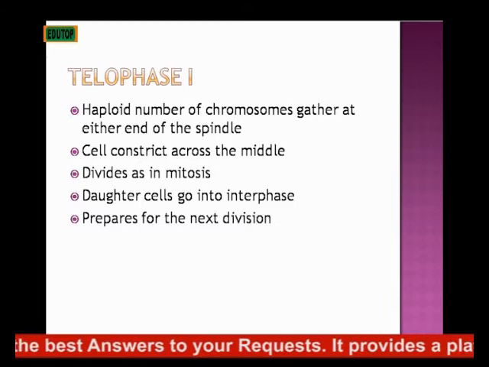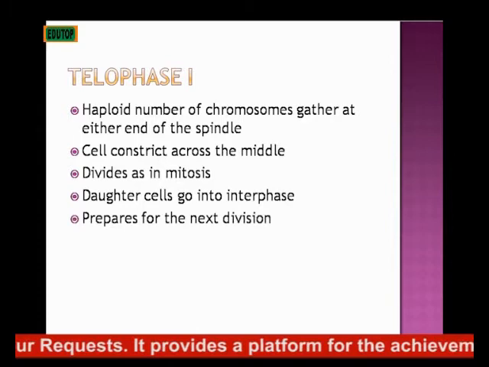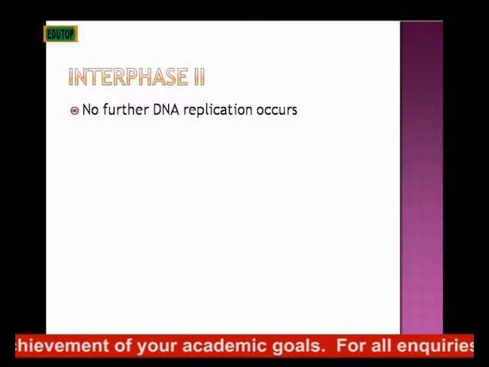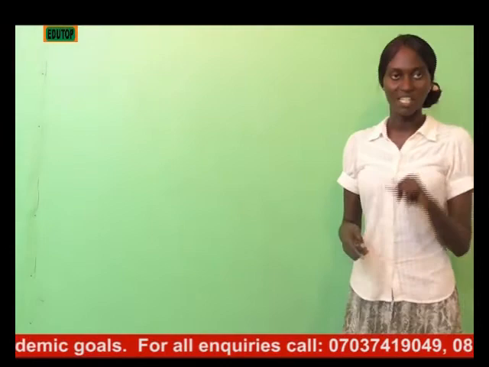Then the daughter cells go into interphase. And I said interphase is the resting stage. By the time it goes into the resting stage, it prepares for the next division. So in interphase 2 now, there is no further DNA replication. It's just what has occurred in the first one that is continuing.